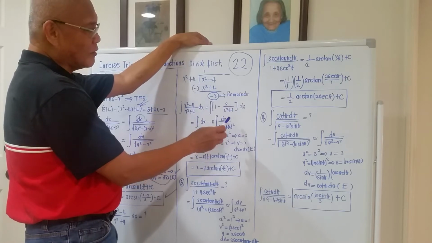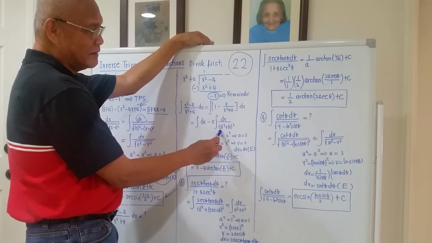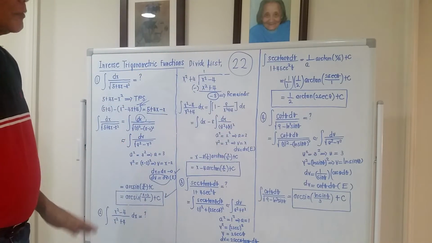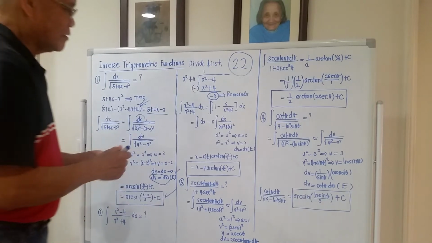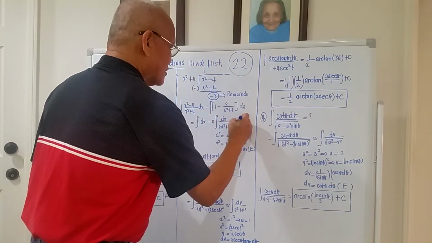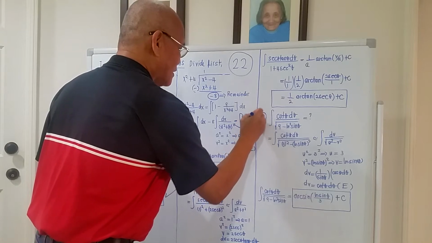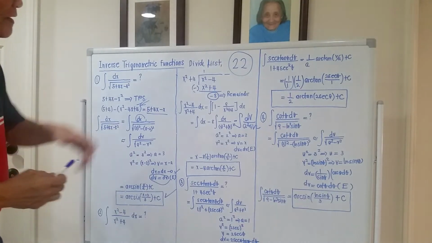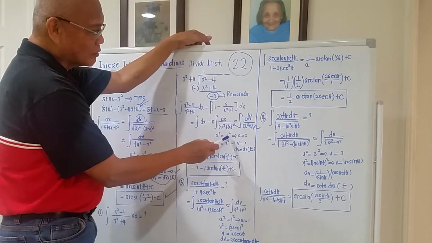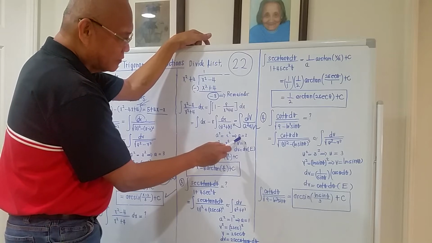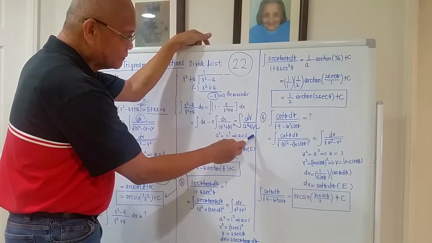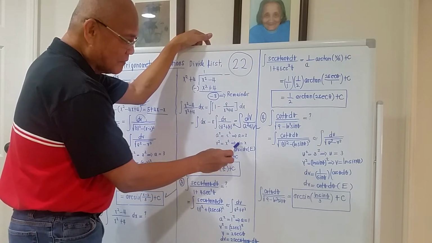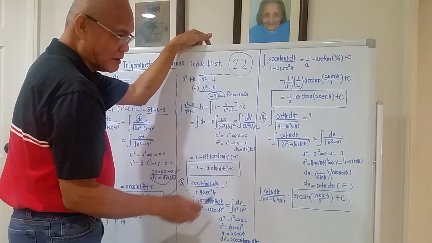x squared plus 4, where 4 is actually 2 squared, and x squared is actually x quantity squared. I am thinking of the arctangent solution because this is similar to the form the integral of dv over a squared plus b squared. So a squared is 2 squared, taking the square root of both sides, a will be 2. b squared is x squared, taking the square root, b is equal to x.